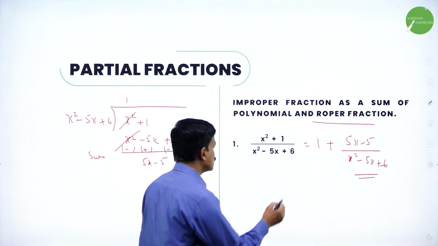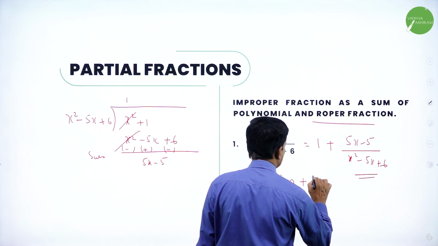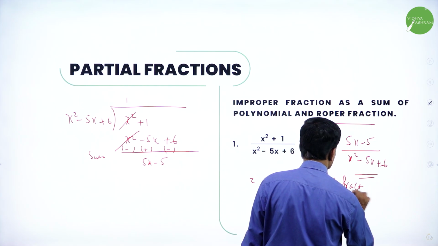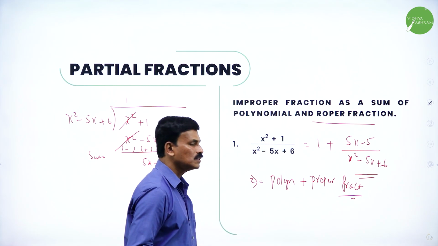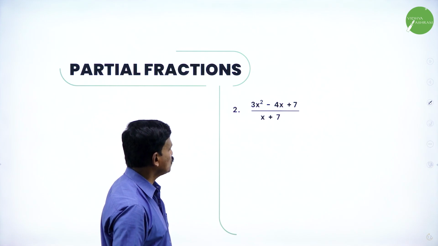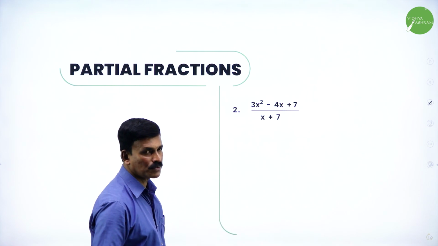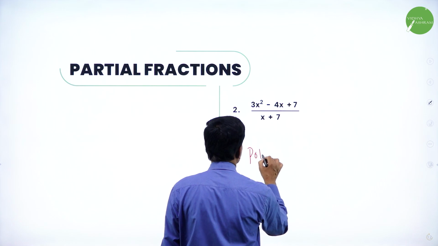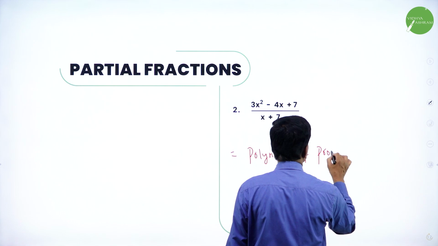So, an improper fraction is nothing but a polynomial plus a proper fraction. Now, move on to the next problem. Same type. 3x square minus 4x plus 7 divided by x plus 7. This is also an improper fraction. So, this improper fraction can be expressed as a sum of a polynomial plus a proper fraction.